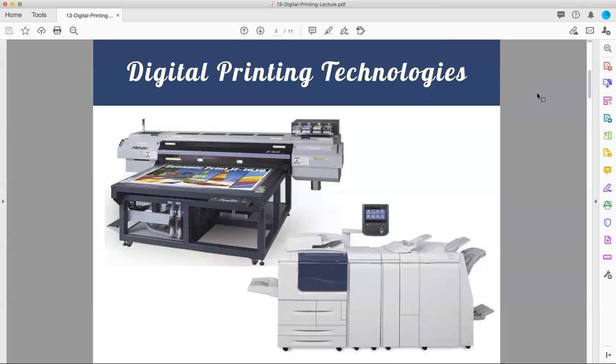So let's look at some different types of digital printing technologies. Some of the big ones, actually the two biggest ones out there as far as market share is concerned, are inkjet and electrostatic or toner-based. We'll talk in more detail about what both of these are.